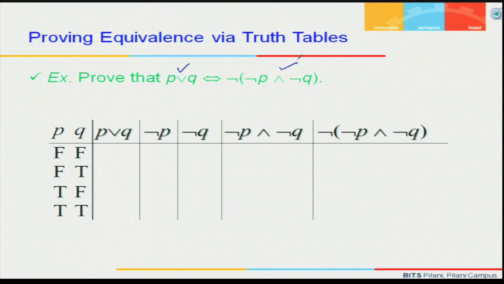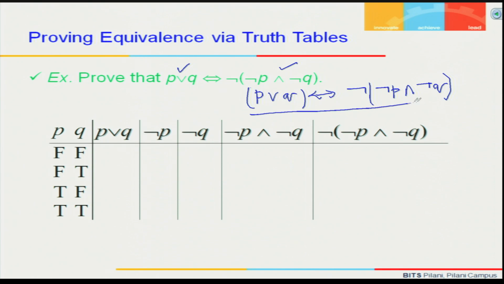As we stated in the previous slide, to prove that these two compound statements are logically equivalent, what in fact we need to prove is P or Q if and only if not P and not Q. You consider this compound statement, and if this compound statement is a tautology, then we can confidently say that P or Q and not P and not Q are equivalent.